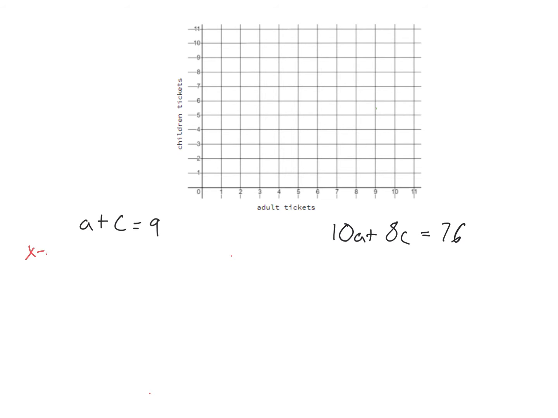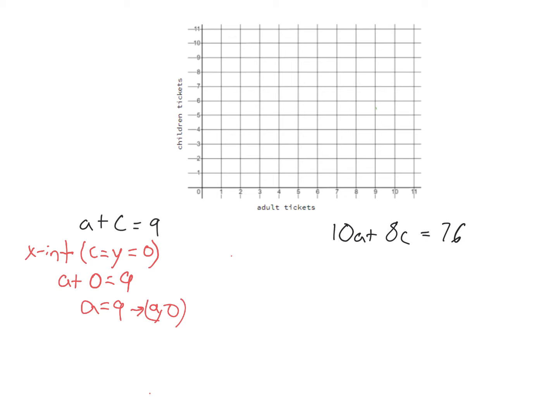So my x-intercept is when it hits my x-axis, which is the adult tickets. So that tells me my c, which is also equal to my y, is 0. So now I say a plus 0 equals 9 because c is 0. So that tells me that a is 9, which is the point 9, 0.